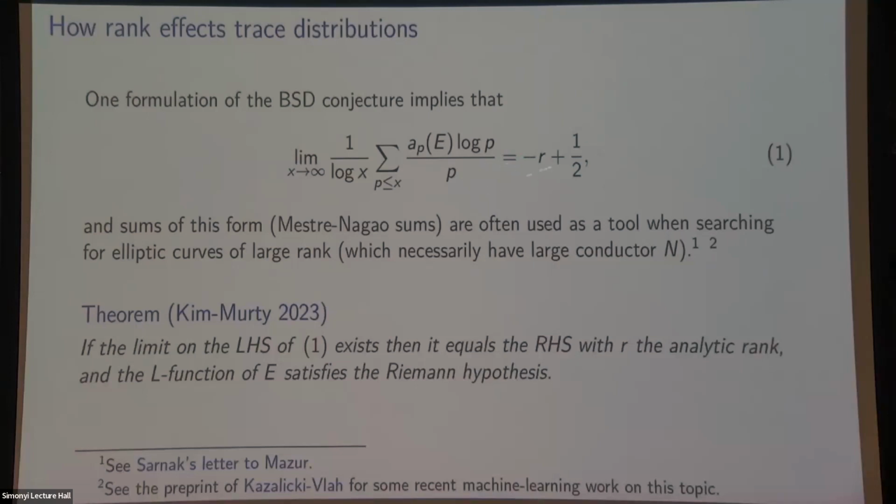And I'm being intentionally vague about the rank here. I mean, of course, if BSD is true, there's only one rank. It's both the analytic and the algebraic rank. But sums of this form are known as Mestre-Nagao sums, and they're a standard tool that's used for finding elliptic curves of large rank.